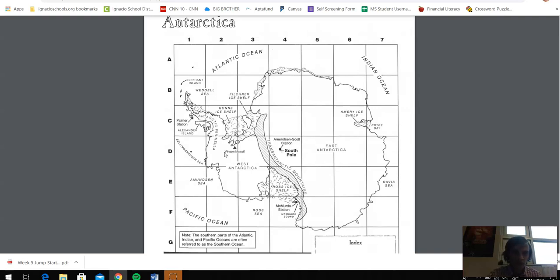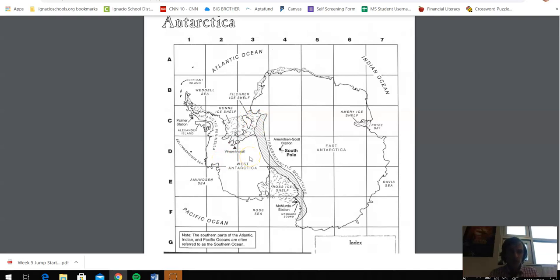The questions this week are going to ask you which grid position something is in, and you can look for those. Sometimes it's going to be in more than one square, like the Ronne Ice Shelf, which is in 1, 2, 3, 4 different squares. So it would be C2, C3, D2, and D3.